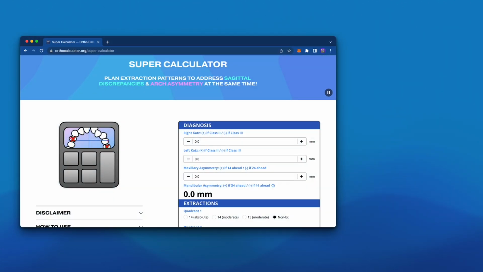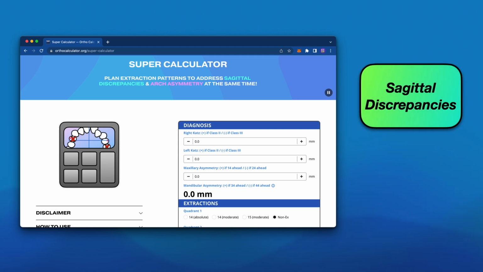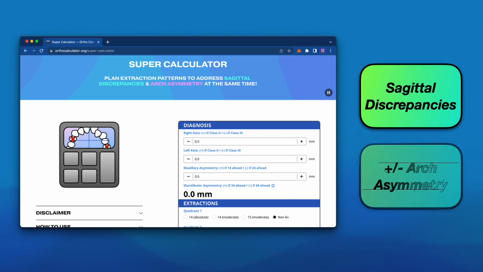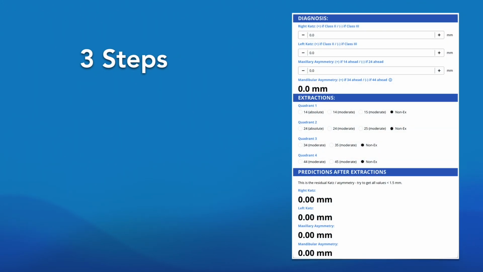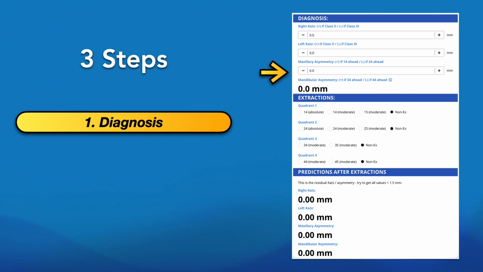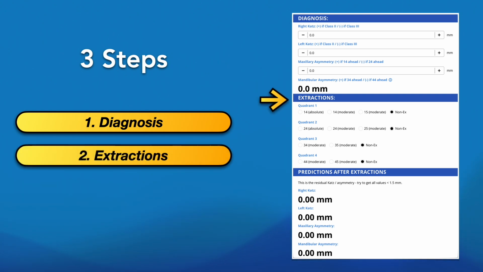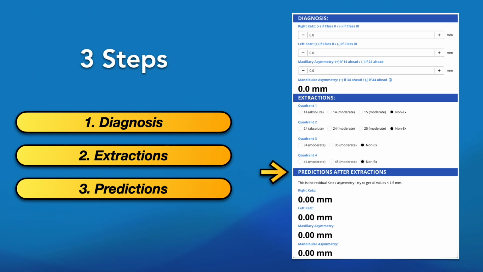Supercalculator was created to help orthodontists plan extraction patterns that address sagittal discrepancies and arch asymmetry, if present, at the same time. Let's take a closer look at how Supercalculator works. There are 3 steps to using the calculator, which we will review. First, you make your diagnosis. Second, you plan your extractions. And third, you review the predicted outcomes.